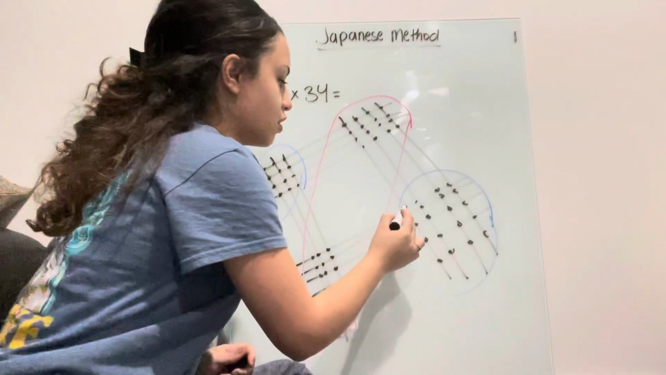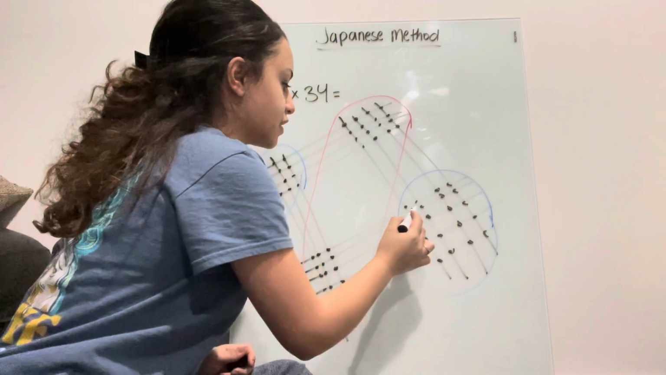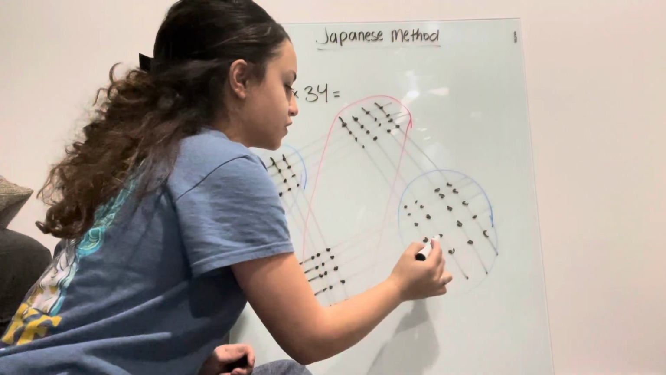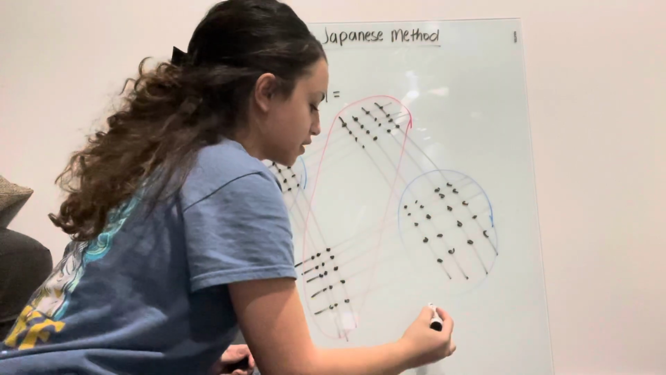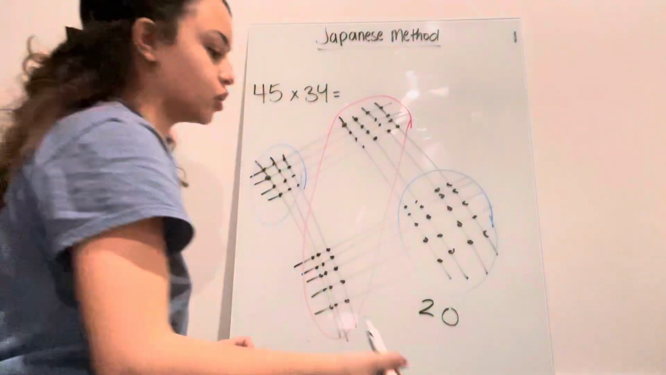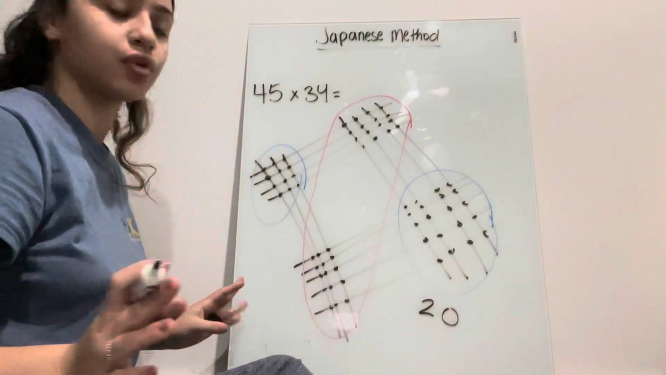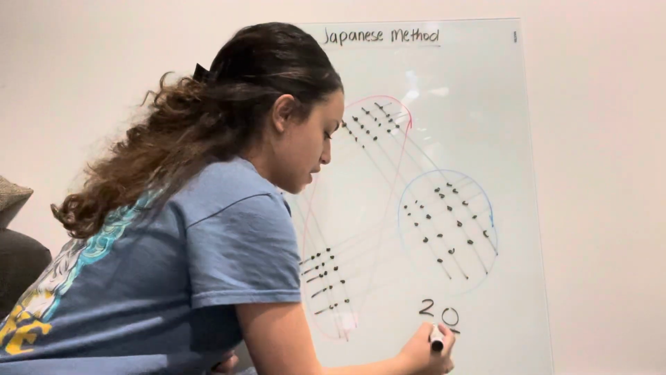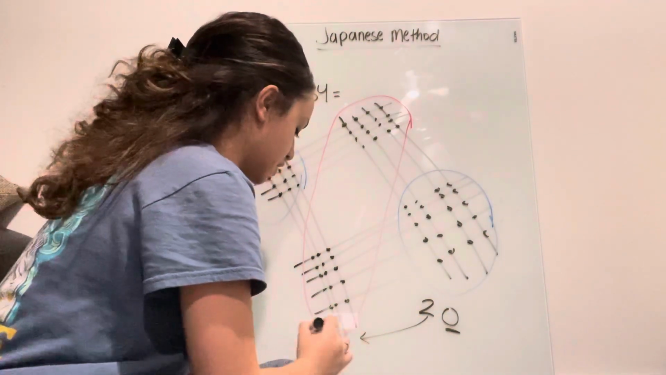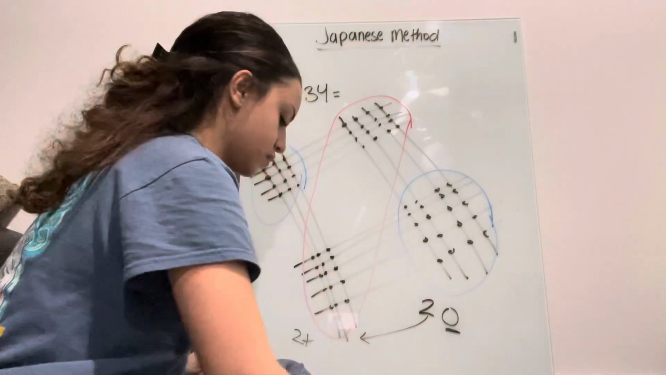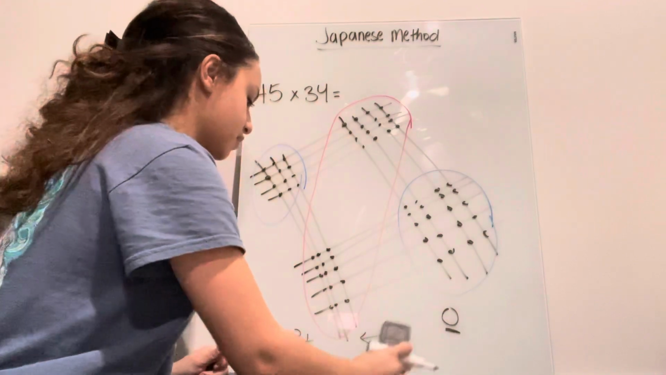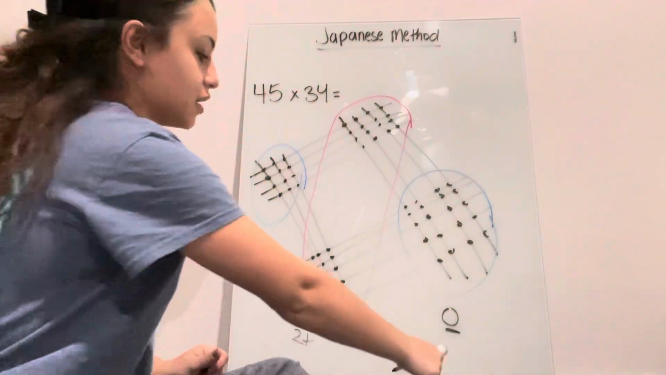So we have 1, 2, 3, 4, 5, 6, 7, 8, 9, 10, 11, 12, 13, 14, 15, 16, 17, 18, 19, 20. We have 20. What do we do? We keep the last digit and we add the number to the next group. Plus 2, and I'm gonna erase it from here. So we have 0 in the ones place.